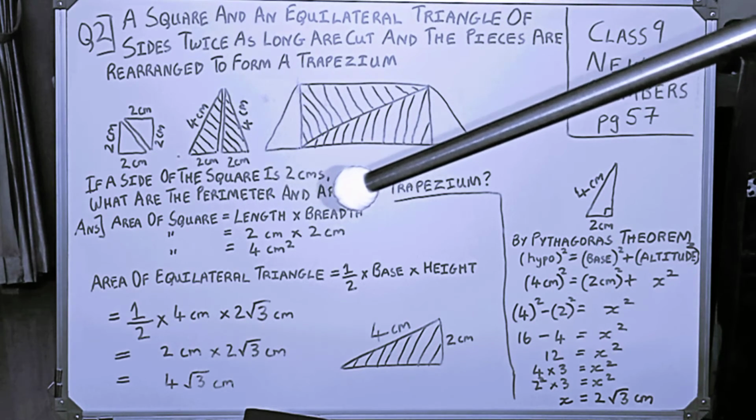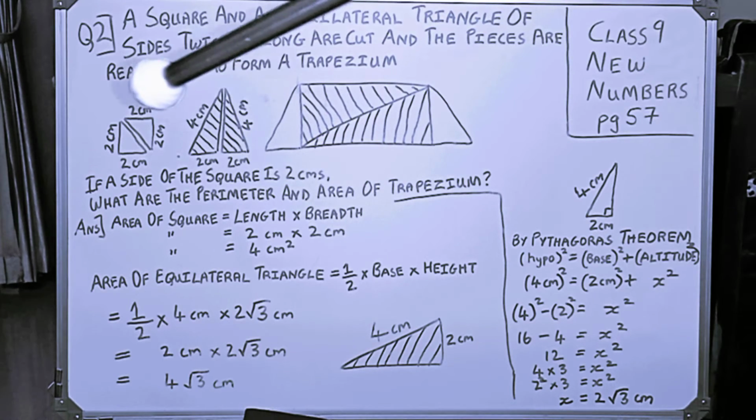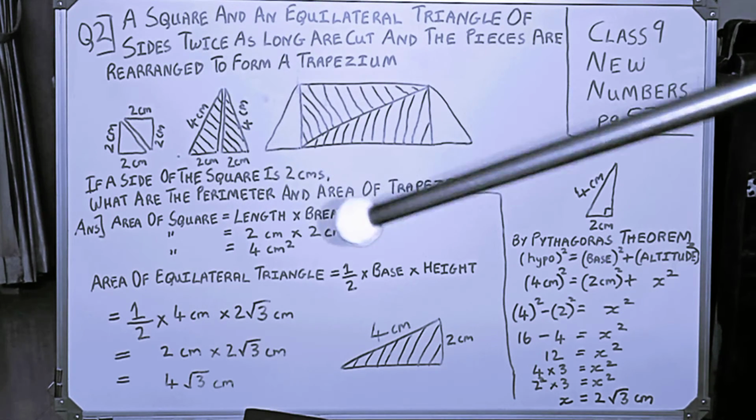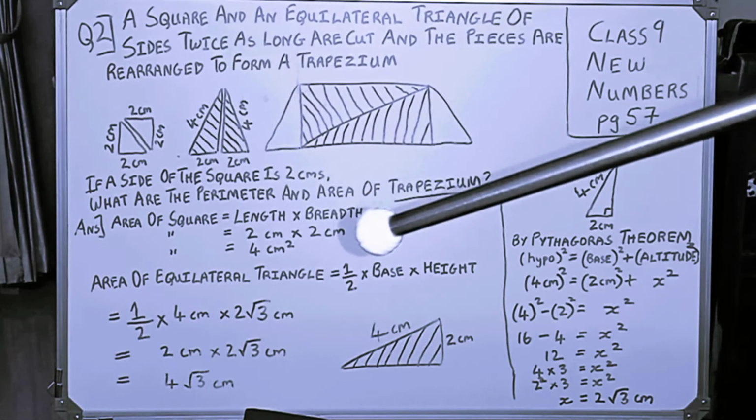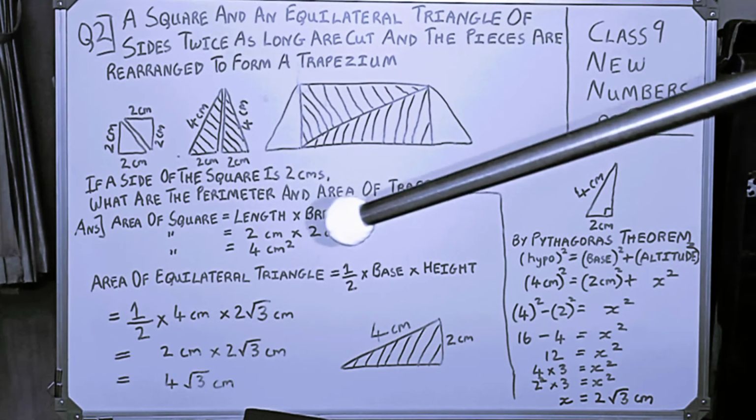So that is why we are going to find the area of the square. Area is equal to length into breadth. So length is 2 centimeter and the breadth is also the same, 2 centimeter. So 2 centimeter into 2 centimeter would be, area of the square is 4 centimeter square.